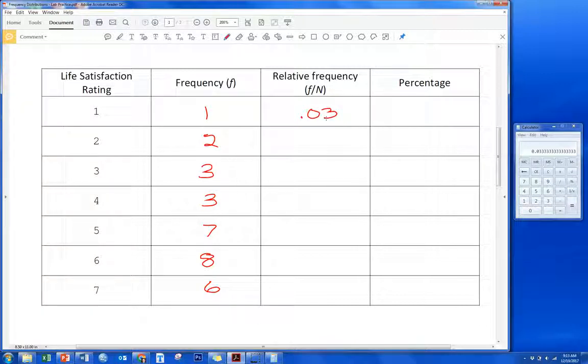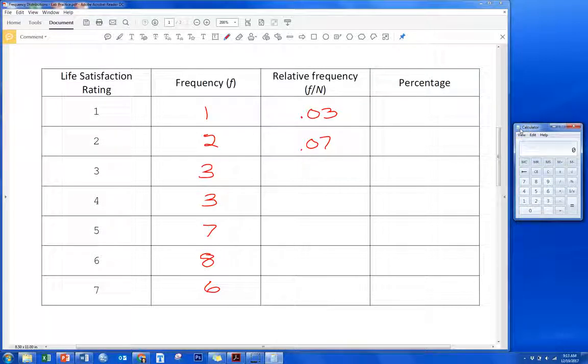So 0.03 is the relative frequency for the number 1 rating. All right, we'll go back over here. Now we're going to divide 2 by 30. That's going to give us 0.06 repeating. So we're going to round this to 0.07. So we'll go over here, 0.07, just like that. So we rounded 0.066 to 0.07.